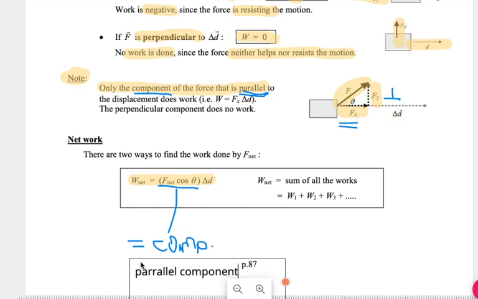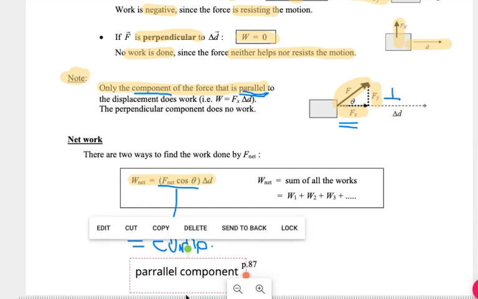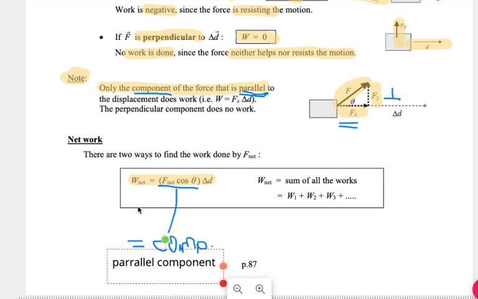Okay, so we have this parallel component coming from the net force times the cosine of the angle, because obviously only the component of the force that's parallel to this displacement is going to do any work, right? So once we find the parallel component, we can simply multiply it by our distance and we get the net work.